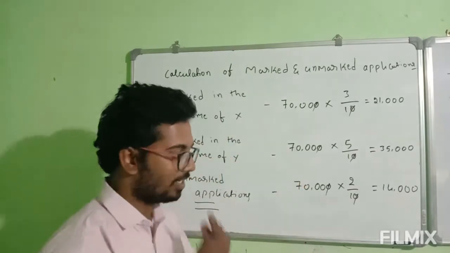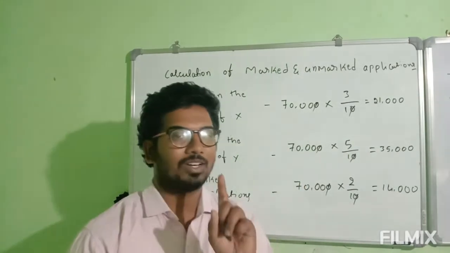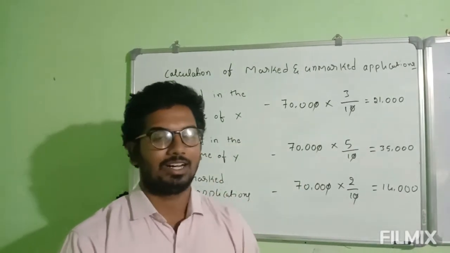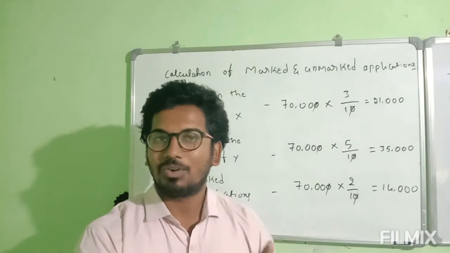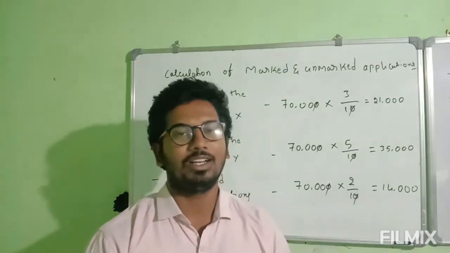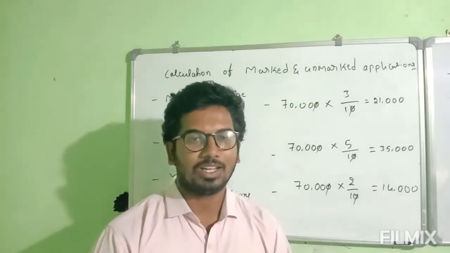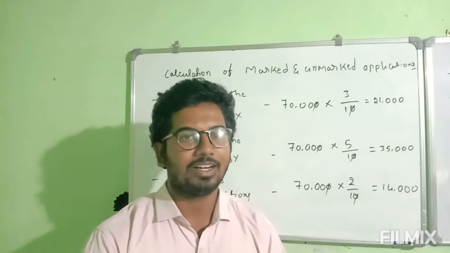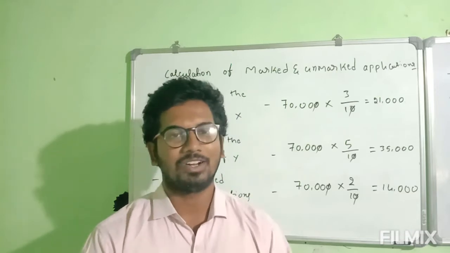Just go through it. Look at the question. In the question, it's a partial underwriting. At the same time, the marked applications are given, and the unmarked applications are given. We have to find out the marked and unmarked applications.